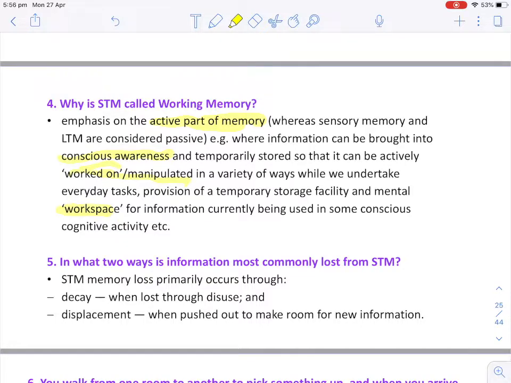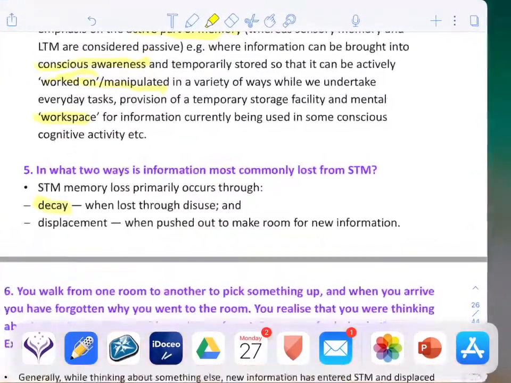In what 2 ways is information most commonly lost from short-term memory? So they can be lost through decay, and we're going to look at forgetting next week. But this is just through disuse. So we've spoken about use it or lose it, Hebb's rule, and displacement. So when pushed out to make room for new information.